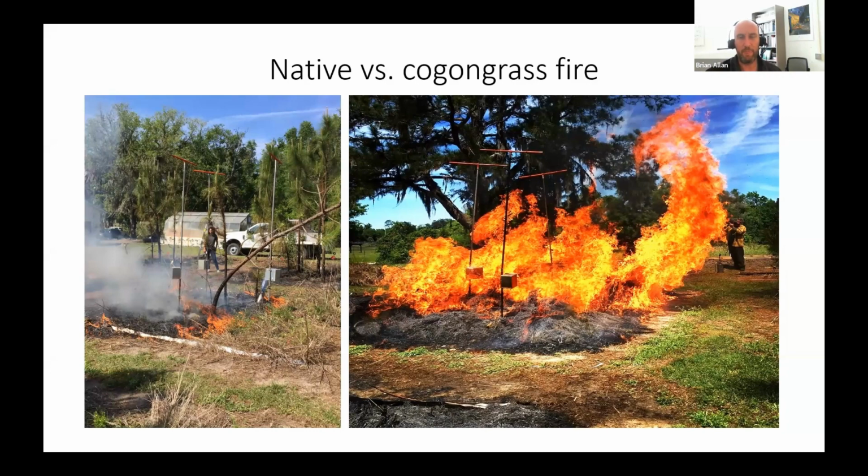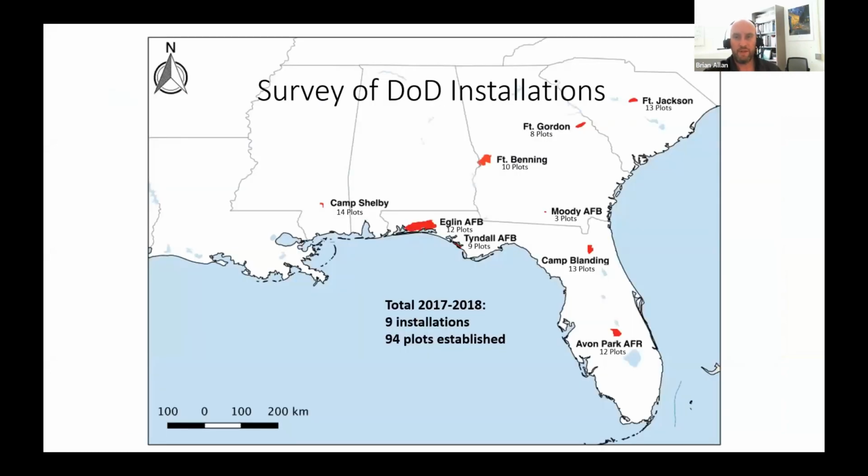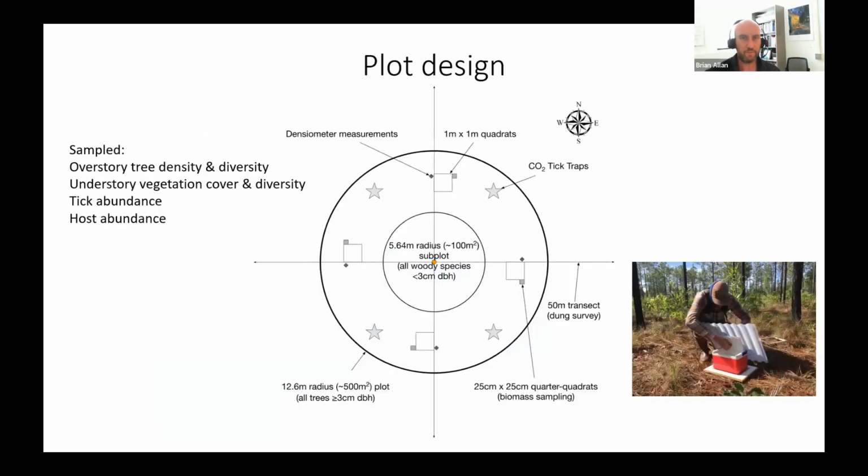So we worked across 9 Department of Defense installations spanning the southeastern US that had varying degrees of Kogan grass invasion as well as fire dynamics. This is also in the range of the Lone Star tick. So most of the work that we did in this region focused on Lone Star ticks, but we're also in the range of the Gulf Coast tick. And so that was another tick species that was present in this study. But most of the data I'll show you today will be from the Lone Star tick, which was the most common tick that we encountered across these military installations.